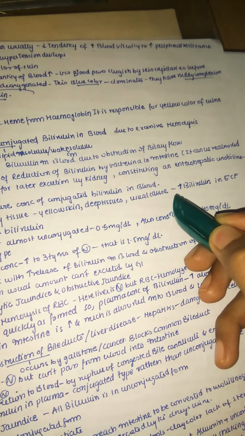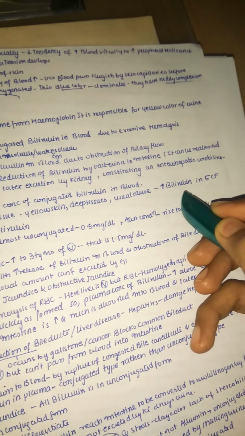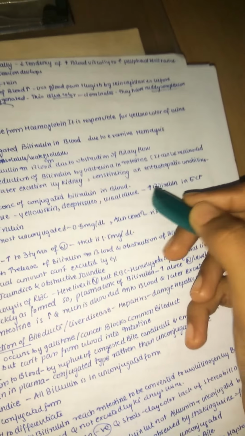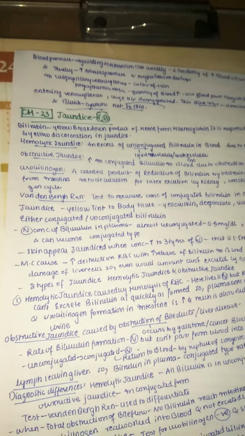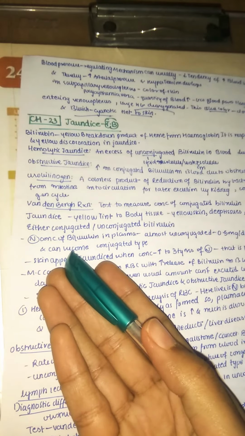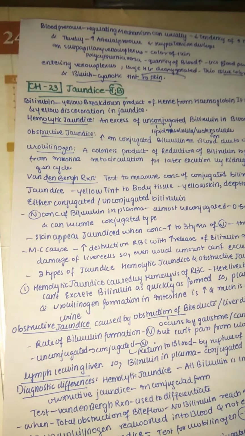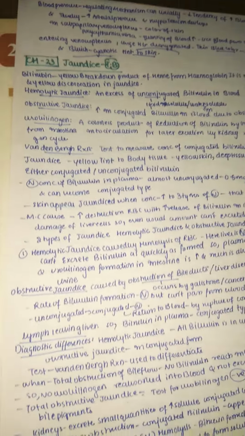Mainly the usual cause is an increase in bilirubin. So what bilirubin? Increase in extracellular fluid, because you know blood is an extracellular fluid. So increase in bilirubin in extracellular fluid, it may be either conjugated or unconjugated bilirubin, that we can't say. So we'll see, in different diseases it will be different.